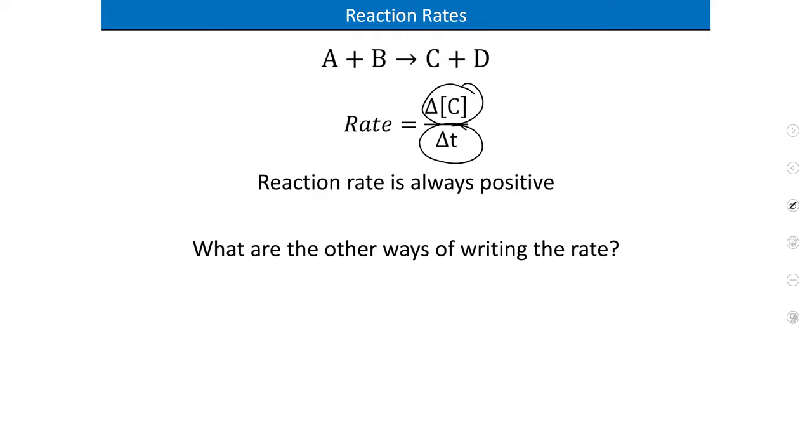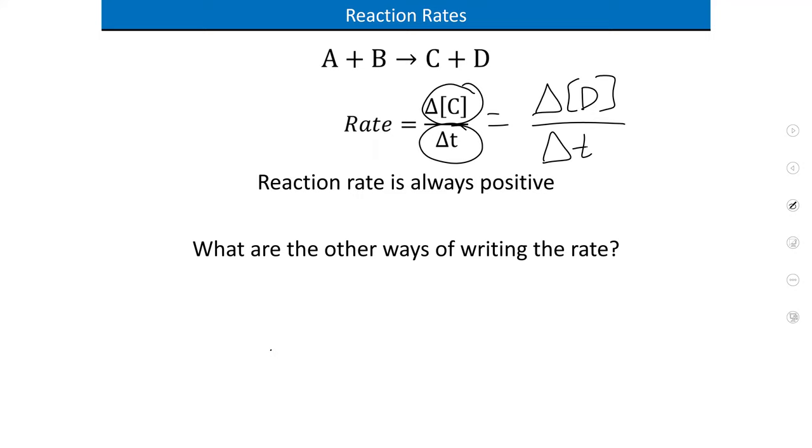For this generic reaction that we have written, is there any other way we could write the rate that would be equal? Do we have to measure change in C? What else could we look at? Yeah. Change in concentration of D with respect to time would give us the same number, right?